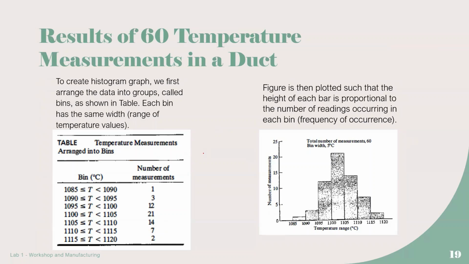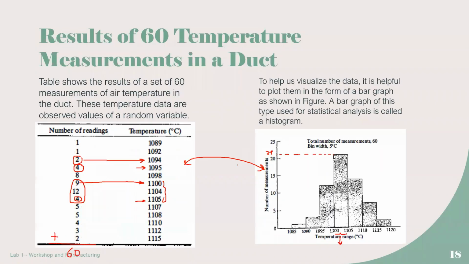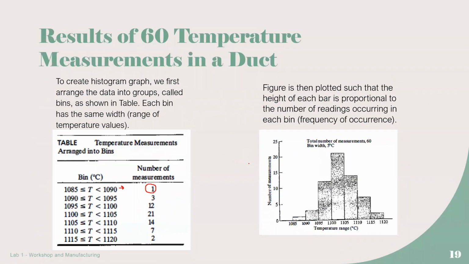Here I have another one. This one works with intervals. Basically, between 1085 Celsius and 1090 Celsius, I have only one measurement. And I have another type, which is the frequency of occurrence. It is almost the same. Actually, they are the same.